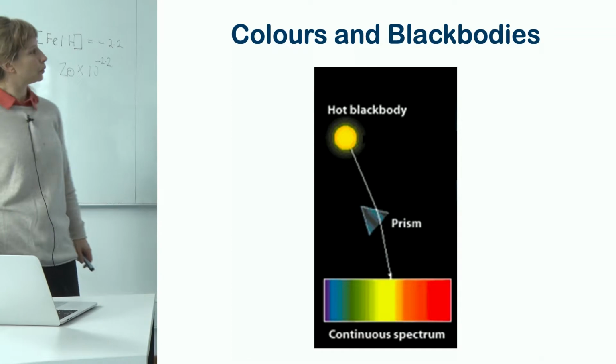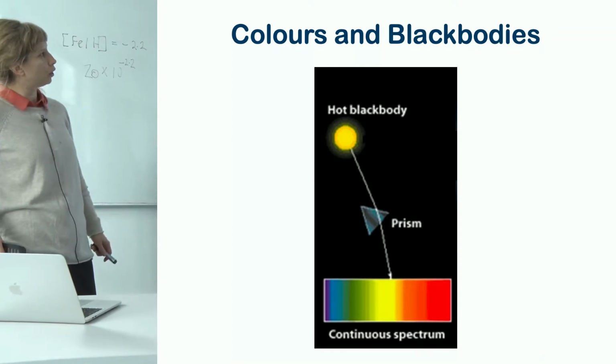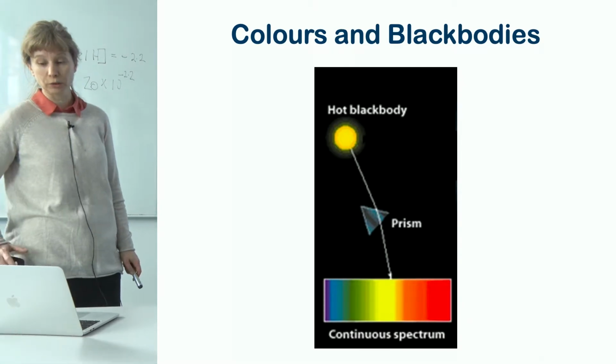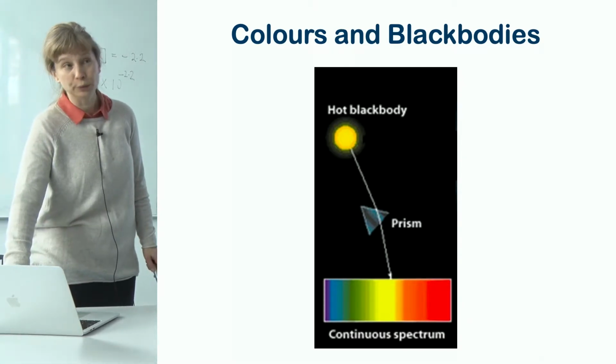Okay, colour and black body. Of course, we know that if you have a hot object, you put it through a prism, you'll see a continuous spectrum. In reality, of course, we see absorption lines.